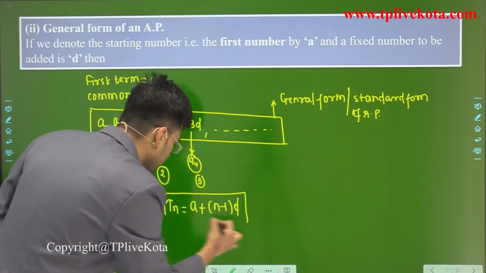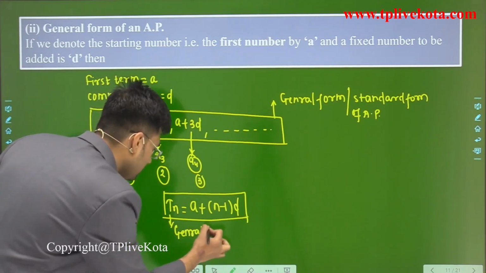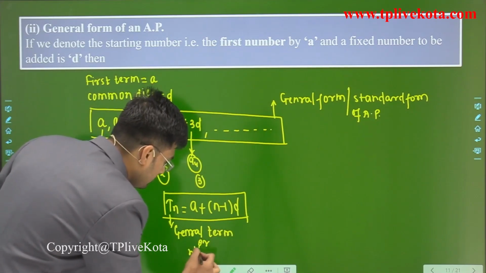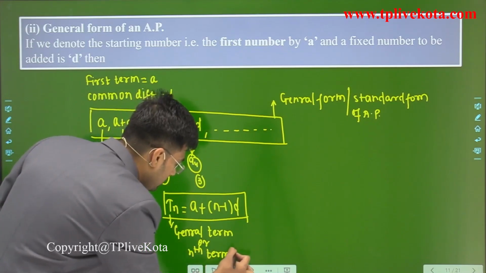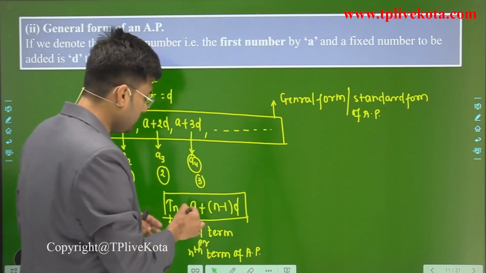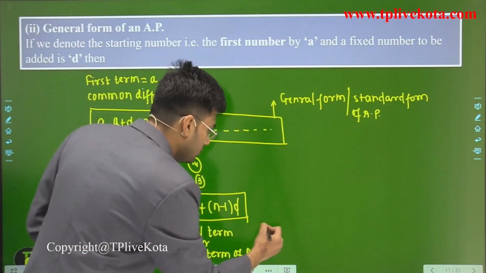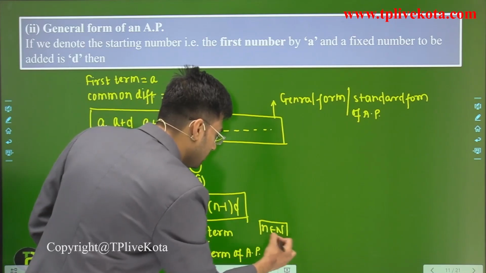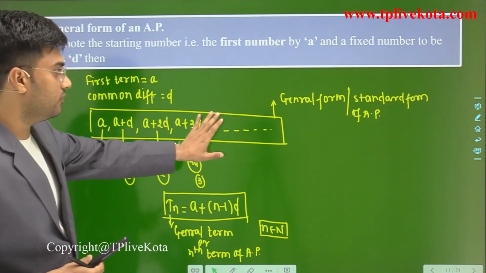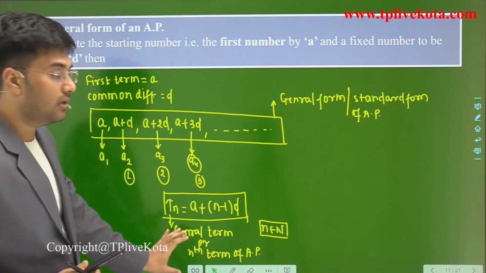This is the general term or nth term of an arithmetic progression. Clear? And here a is the first term, and n belongs to natural numbers, that is the number of the term, and d is the common difference. Okay, so this is the general form or standard form of an AP, the general term or nth term of an AP.